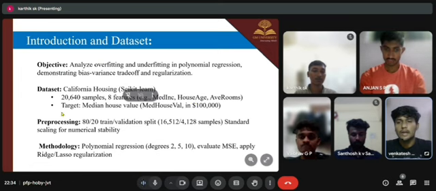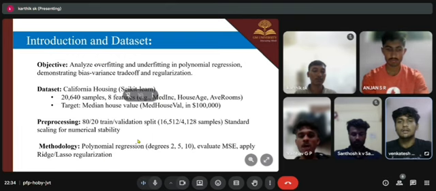The features also include average rooms. The target is median house value, in units of 1 lakh dollars. For preprocessing, we did an 80/20 train-validation split and applied standard scaling for numerical stability. The methodology is polynomial regression with degrees 2, 5, and 10, evaluate the MSE, and apply ridge and lasso regression.